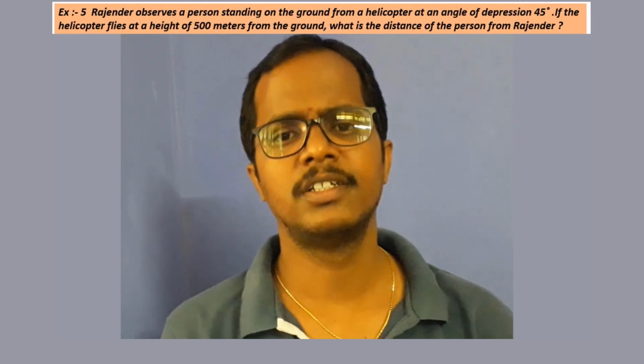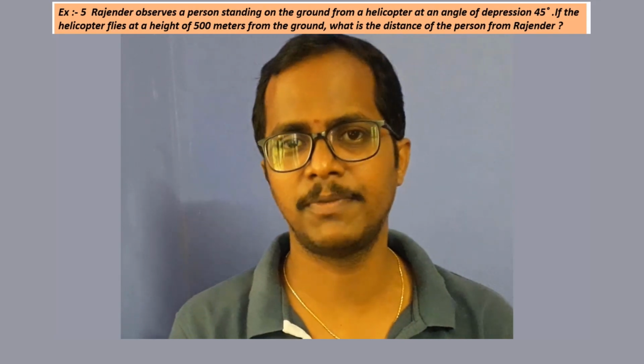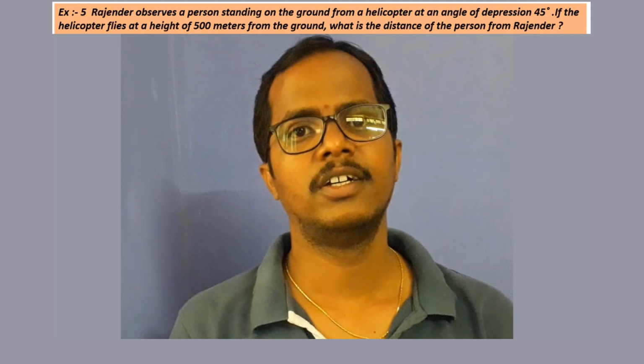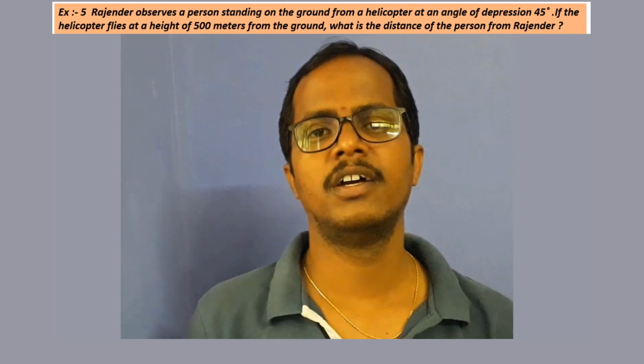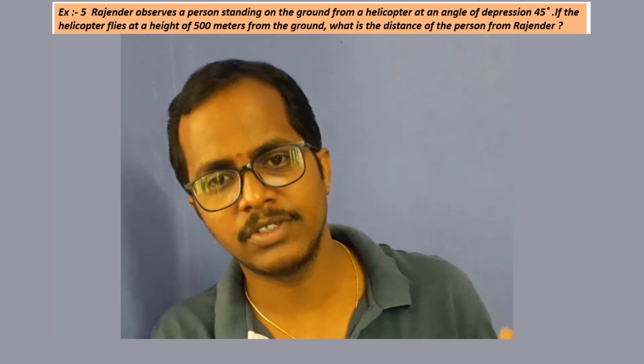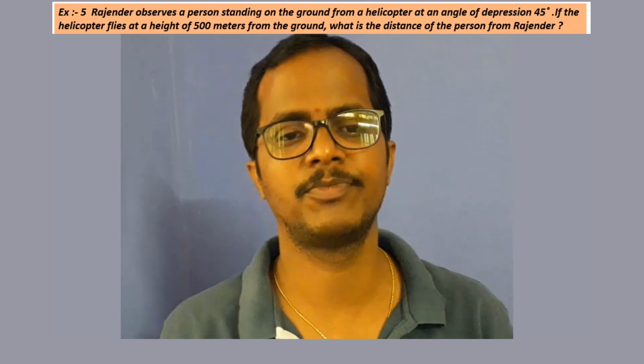And see one more problem, example 5. Rajendra observes a person standing on the ground from a helicopter at an angle of depression 45 degrees. So Rajendra is a person who is flying in the helicopter. From the helicopter he is observing the person who stands on the ground with an angle of depression 45 degrees.